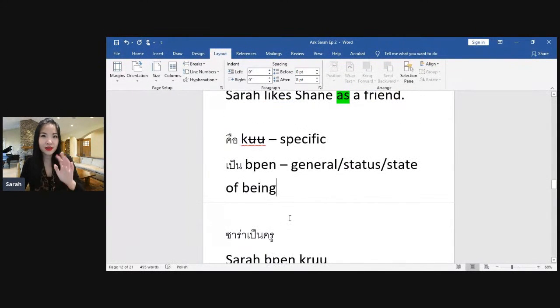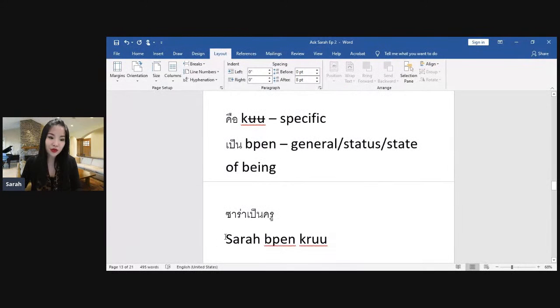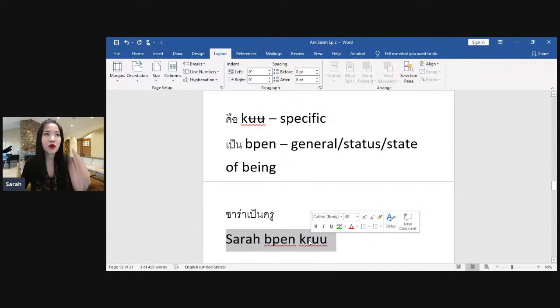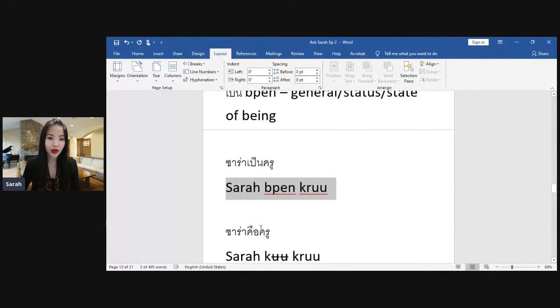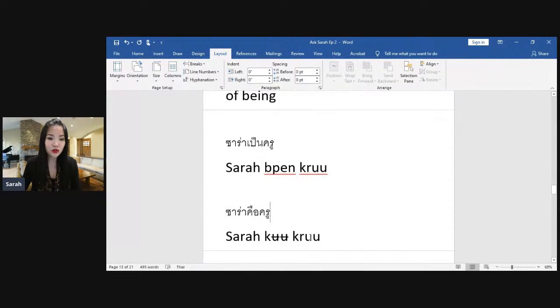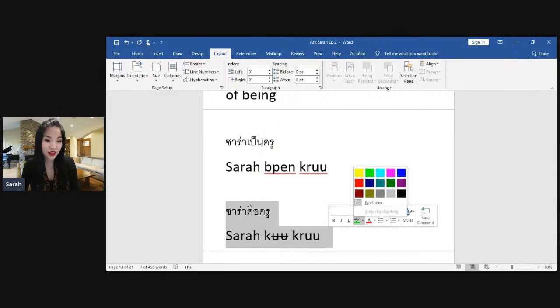Now, เป็น and คือ. Let's give you some examples, because if I just say this you wouldn't get it. Sarah เป็นครู. Occupation, we always use เป็น, unless it's a position or something that is specific. Sarah เป็นครู. Sarah คือครู is not wrong but it's odd, so you don't want to use this one because it's not specific.